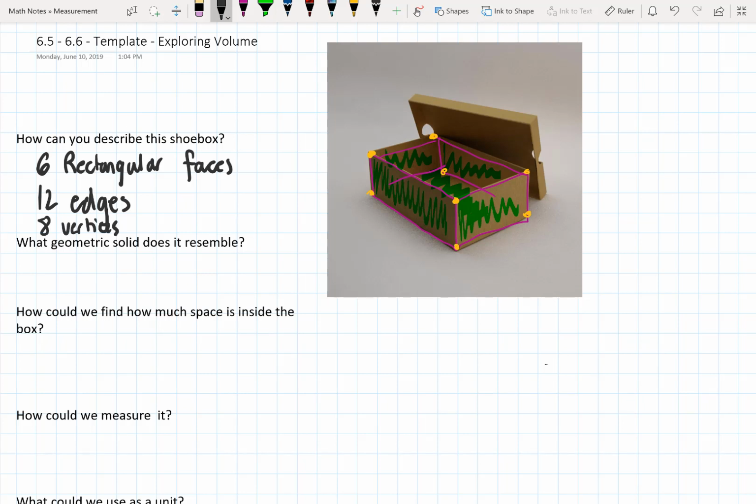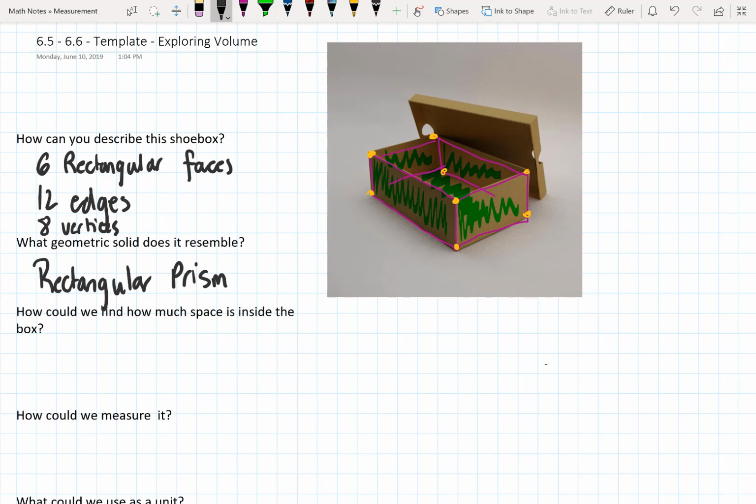Now, based on these attributes and based on the way this shape looks, we can name this shape. Well, this geometric solid resembles a rectangular prism.